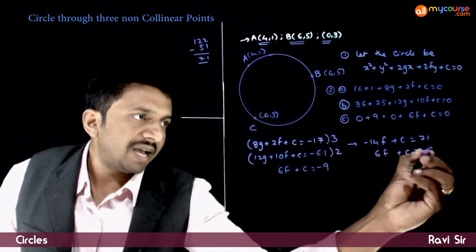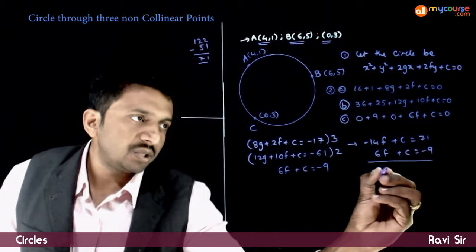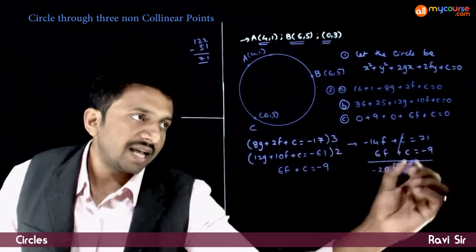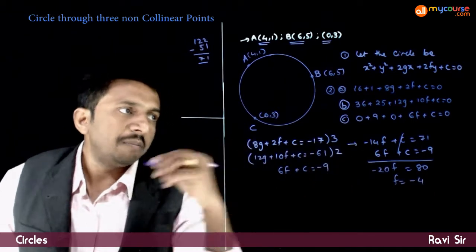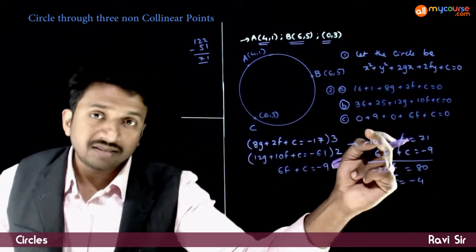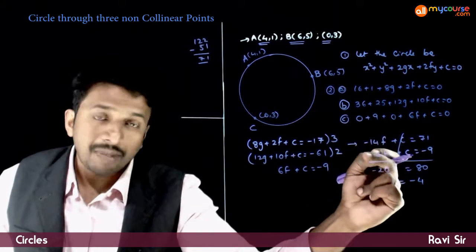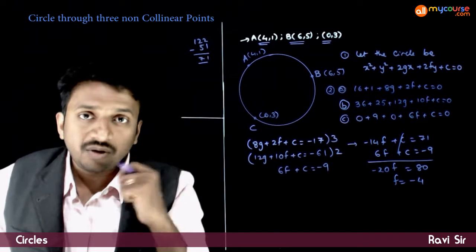6f plus c is minus 9. So if you subtract one from the other, you get minus 20f; these two c's get cancelled, is equal to 80. Minus 14f minus 6f is minus 20f is equal to 80. So f is equal to minus 4.